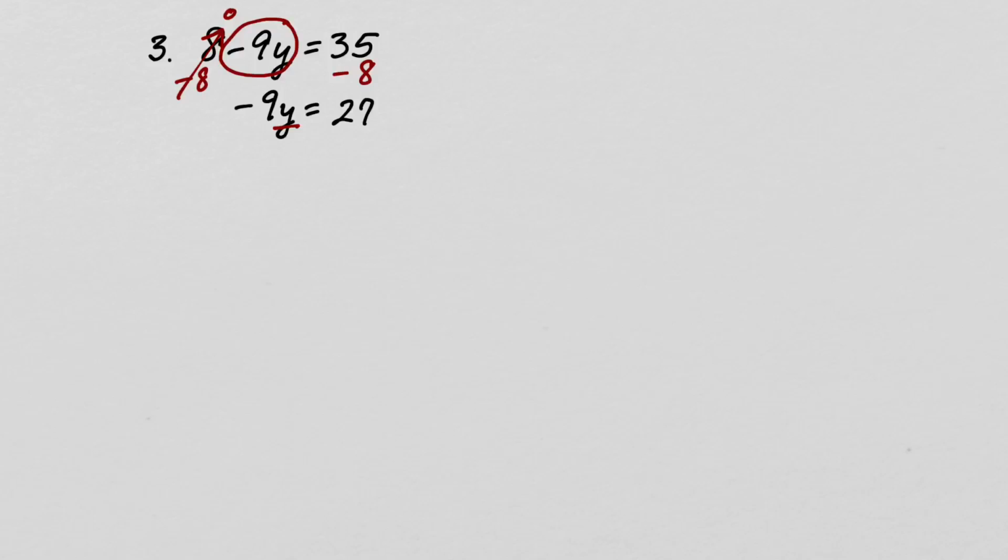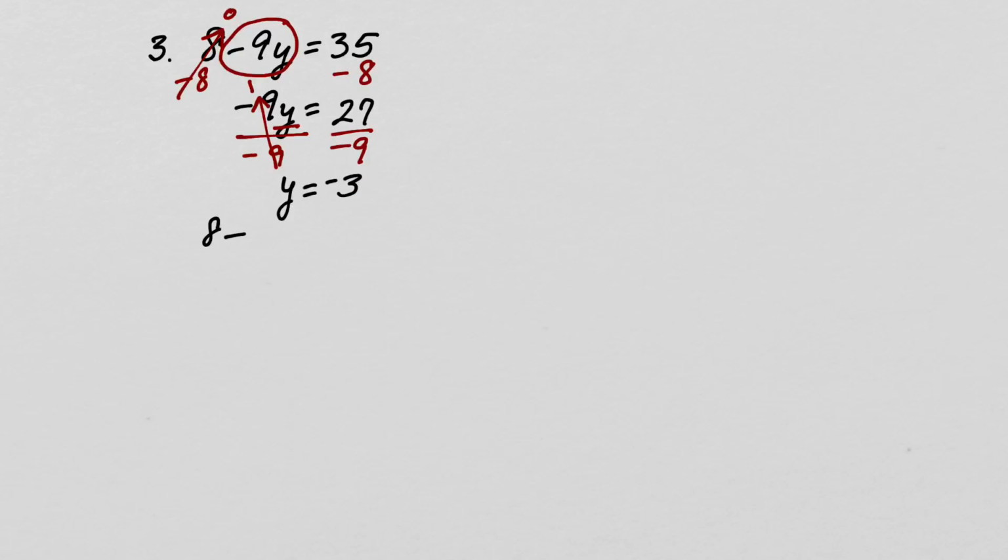All right, then I'm going to make my coefficient 1. Right now I'm multiplying by a negative 9, so I need to divide by a negative 9 to undo it. Negative 9 divided by negative 9 is going to go to 1. When I simplify that, I'm going to get y equals 27 divided by negative 9, which is negative 3.